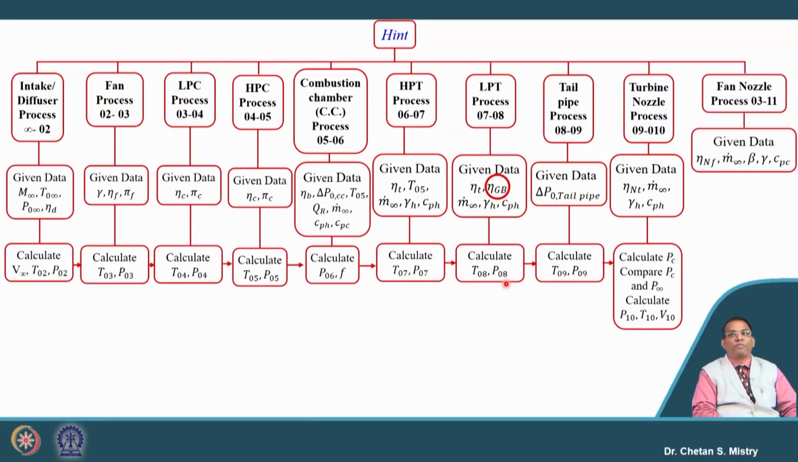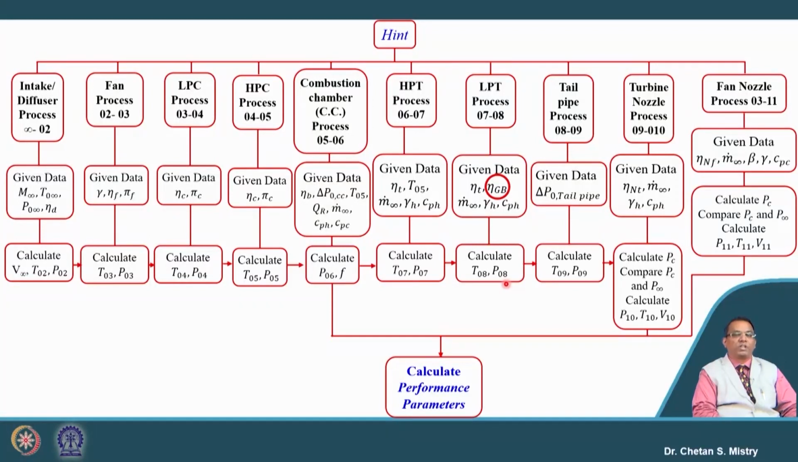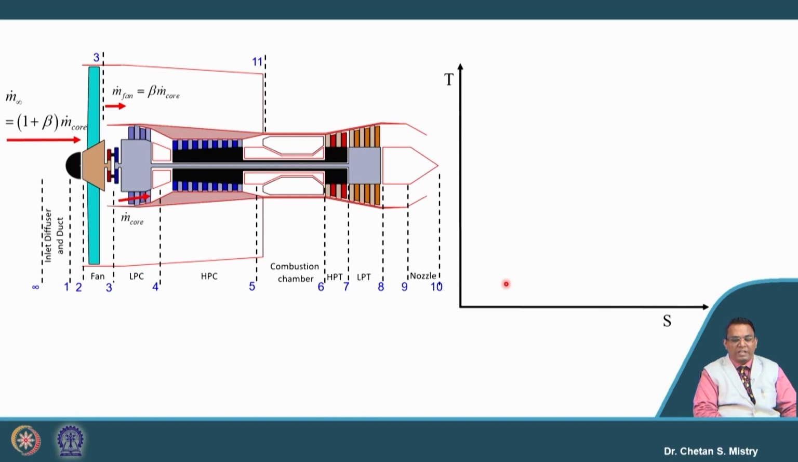In line with that, for the fan, we will be calculating what will be the exit velocity. Once we have all these numbers available with us, we will be doing the calculation for the performance parameters like thrust, thrust specific fuel consumption, thermal efficiency, propulsive efficiency and overall efficiency. So, let us take this as a case.